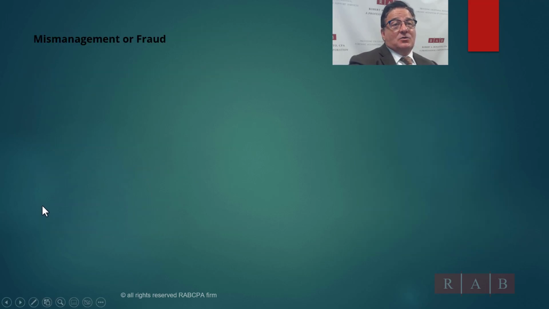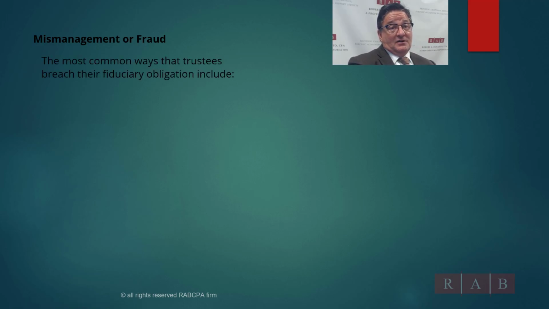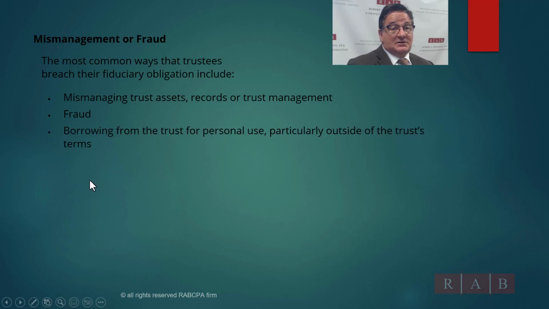Mismanagement or fraud, that's the question. Are they stealing the money, or is it just mismanagement? Sometimes it's hard to tell, and sometimes even if it is mismanagement, it becomes fraud. The most common ways trustees breach their fiduciary obligation include mismanaging trust assets, records, or trust management. Again, poor record keeping. Fraud: sometimes people are just thieves, right? They just want to steal as much money as they can. It's unfortunate, but we see it all the time.